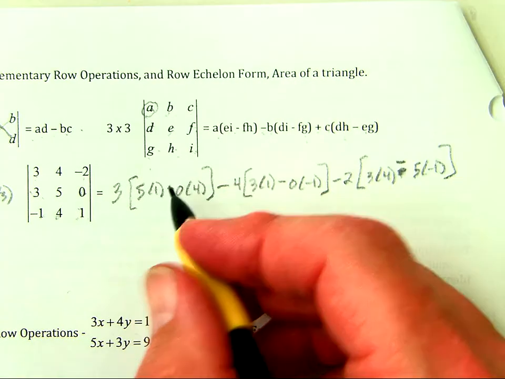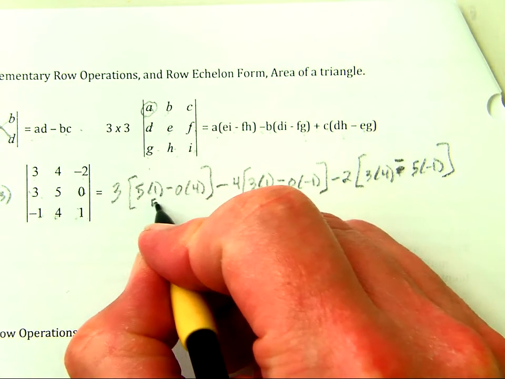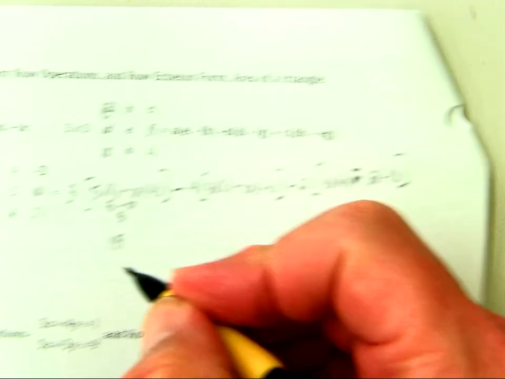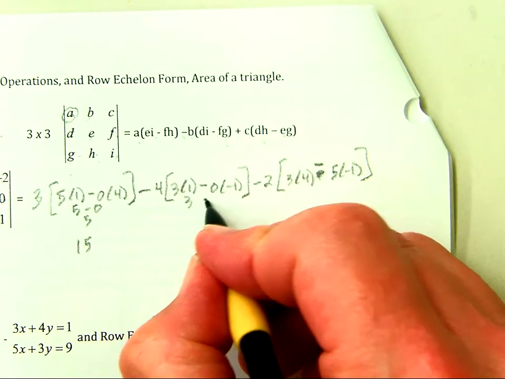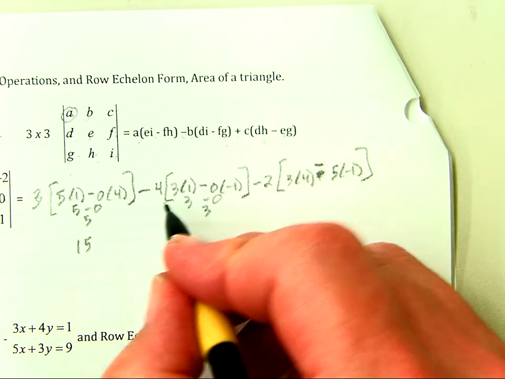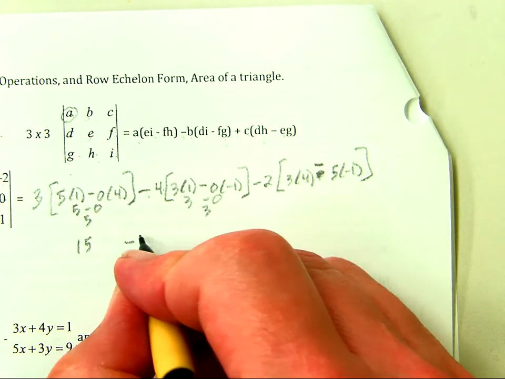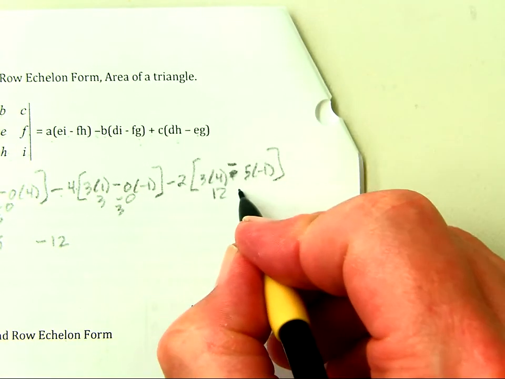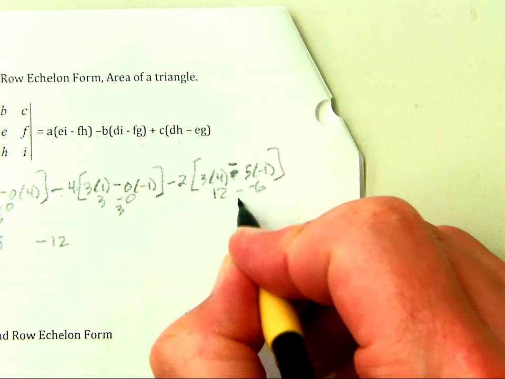So then we just simplify those. Well, this is going to be 5 minus 0 is 5. 3 times 5 is 15. Here we have 3 minus 0 is 3. Negative 4 times 3 is a negative 12. And this last one, we have 12 minus a negative 6. That'll be 18.